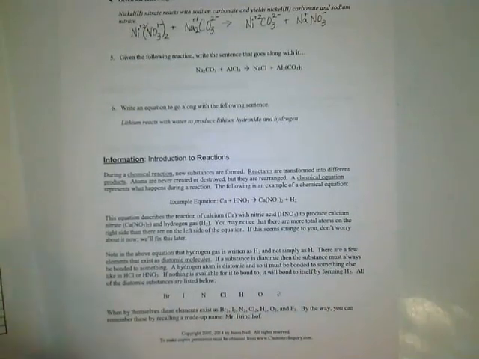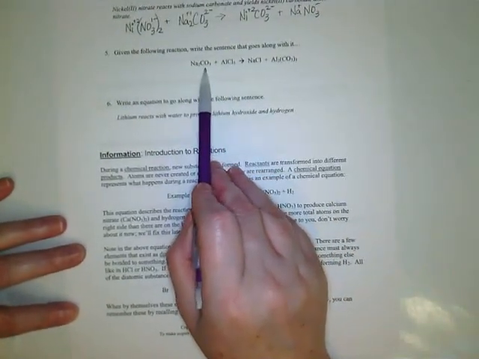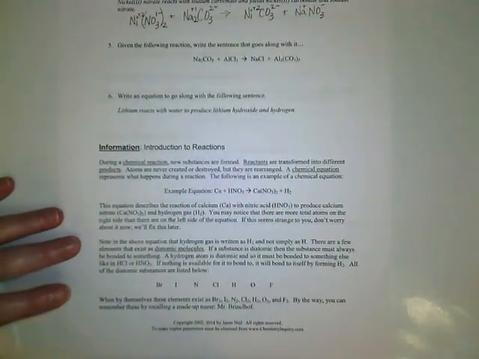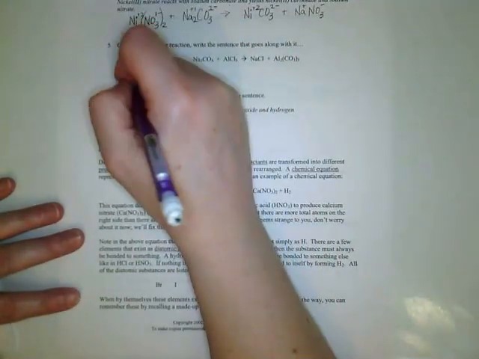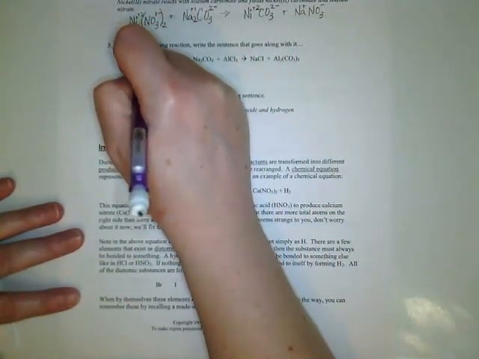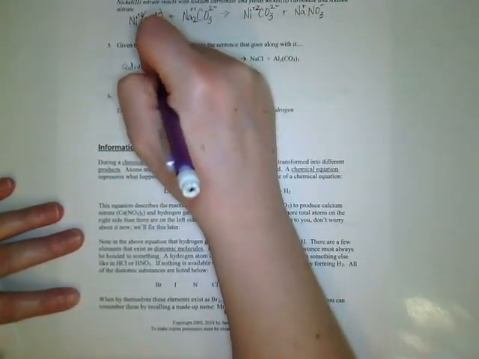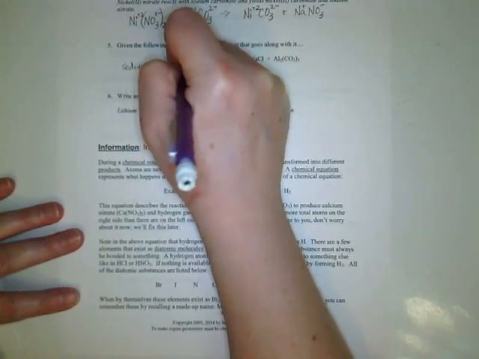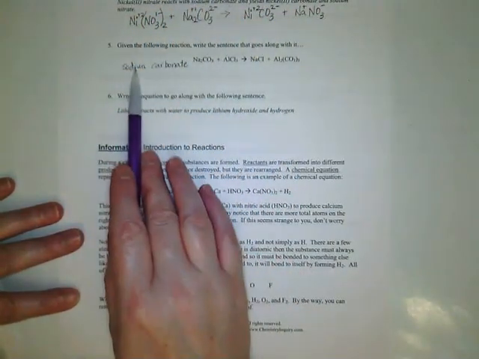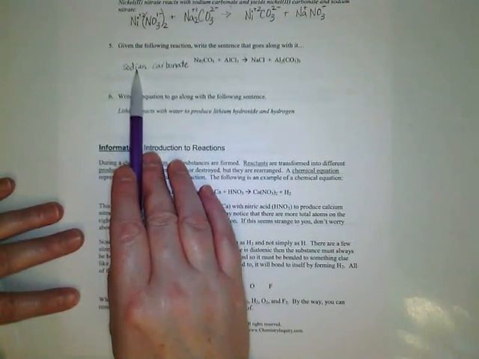Given the following reaction, write the sentence that goes along with it. So again, this time we are putting it into a sentence. This first compound is ionic. Carbonate's one of our polyatomic ions we have memorized, so this is sodium carbonate. And I don't have to do anything more with Roman numerals with sodium because it's in a tall column of the periodic table.